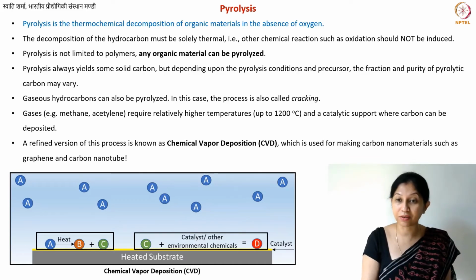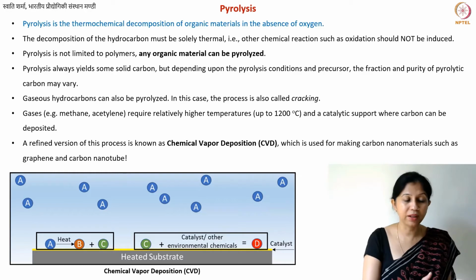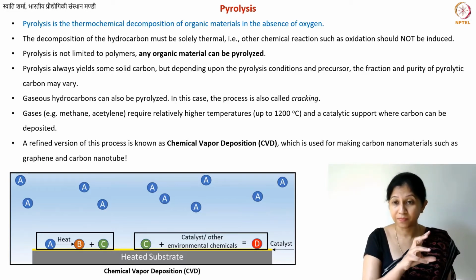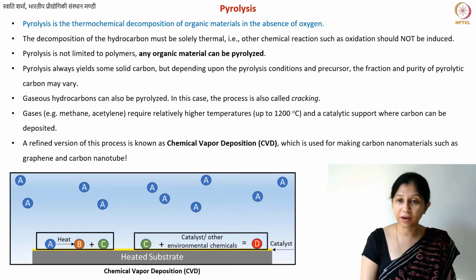As I said, this can also be done for non-carbon materials, but in the case of carbon, you call this process pyrolysis, and this kind of carbon is known as pyrolytic carbon. So the carbon that you get from the pyrolysis of a polymer or pitch is also called pyrolytic carbon, because pyrolysis is the fundamental process that is happening. It's the process of thermochemical decomposition of an organic molecule.